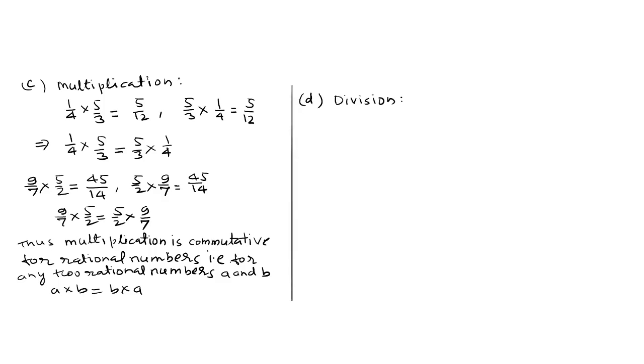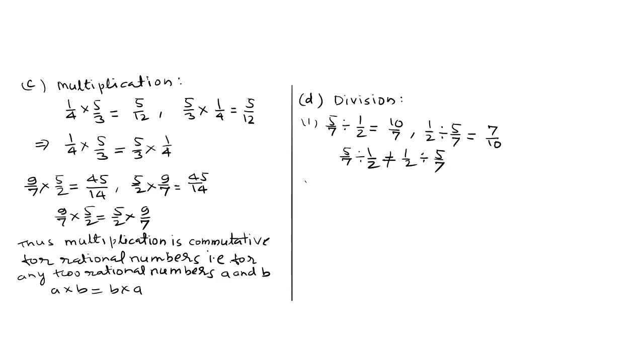Part D, we check the commutativity for division and we go to the examples. 5 upon 7 divided by 1 upon 2 gives us 10 upon 7, and we change their order now and we write 1 upon 2 divided by 5 upon 7. This gives us 7 upon 10. Thus we see that 5 upon 7 divided by 1 upon 2 is not equal to 1 upon 2 divided by 5 upon 7. Hence, division is not commutative for rational numbers.